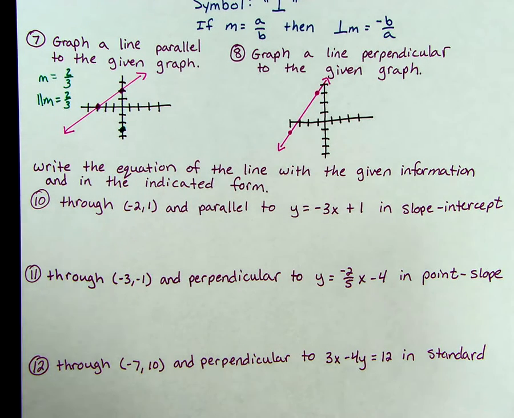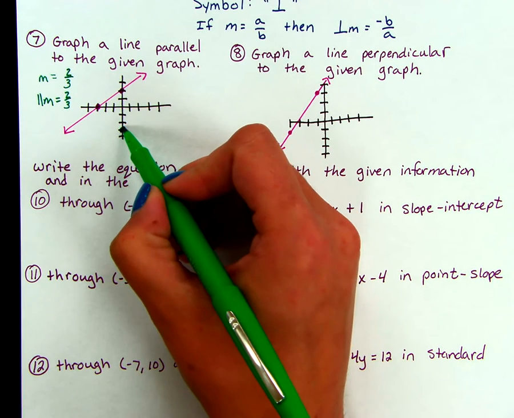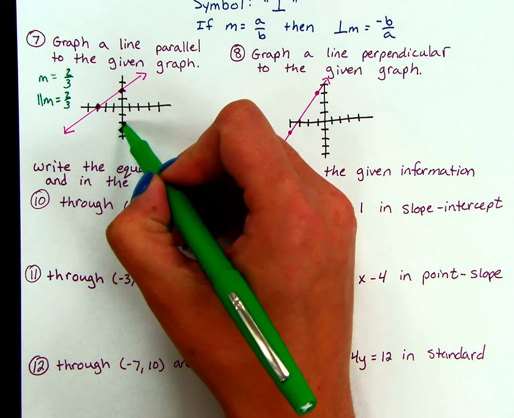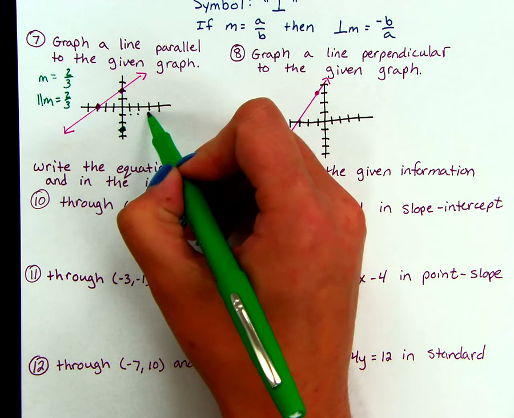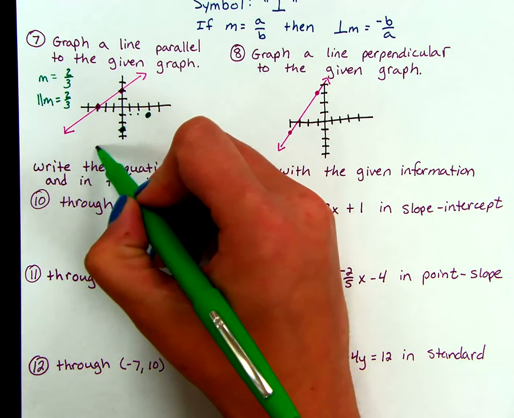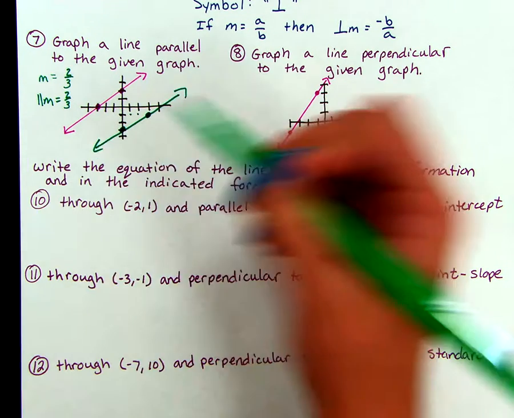Okay. Now it has to be the same as the slope. So wherever you put your point, we have to go up 2 and then to the right 3. So 1, 2, 1, 2, 3. And then we would draw our line through it.